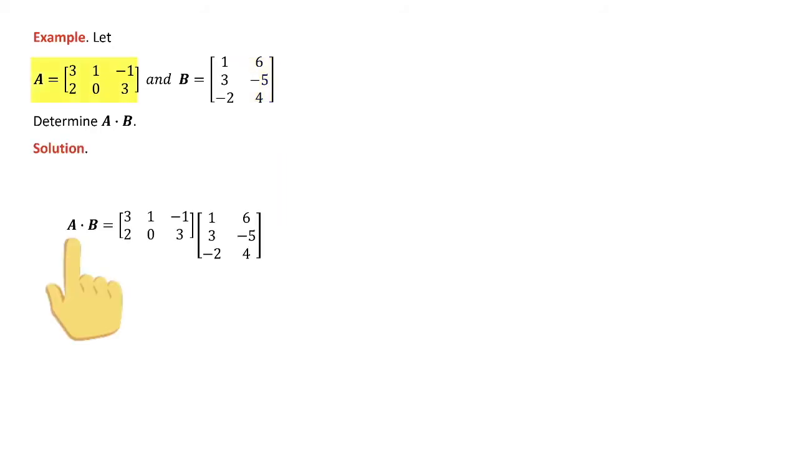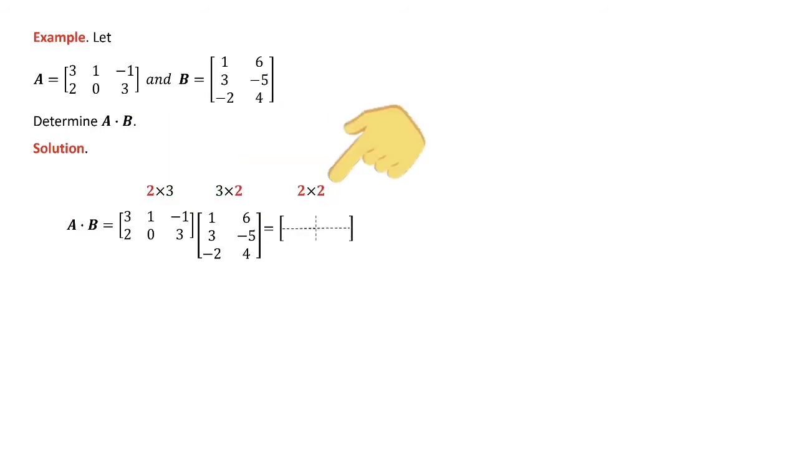Okay? So A I just substitute in. B I substitute in. Check the sizes. 2 rows by 3 columns. 3 rows by 2 columns. The inner numbers match, right? The inner numbers have to match. And what we get out, check, is a 2 by 2. So what we're going to get here is a 2 by 2.